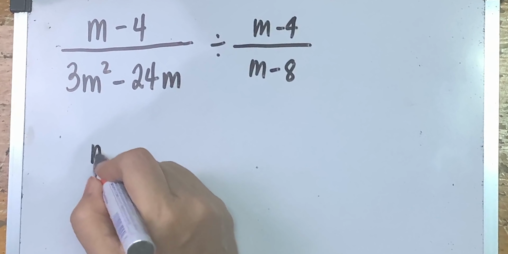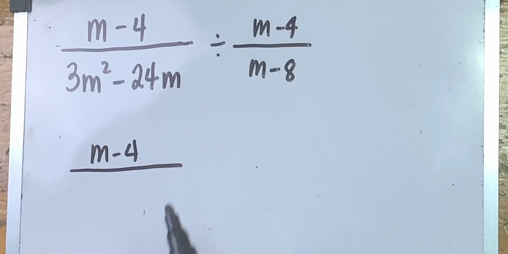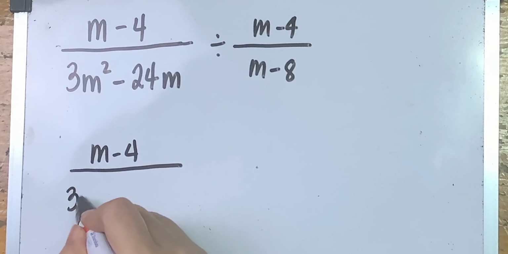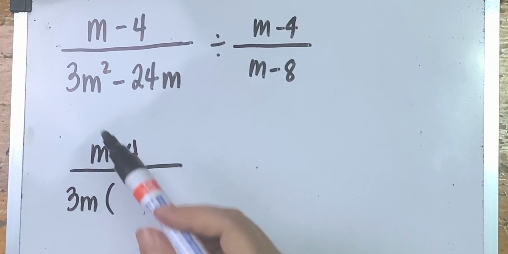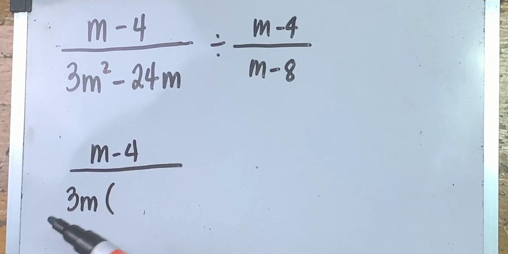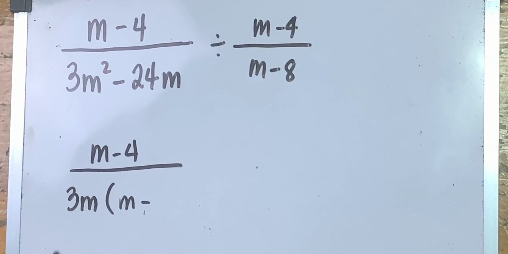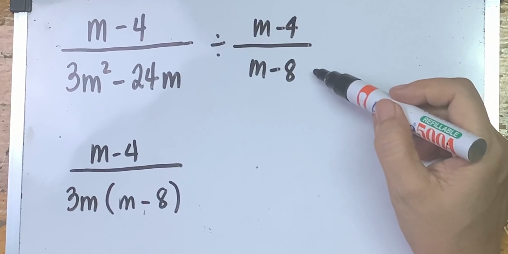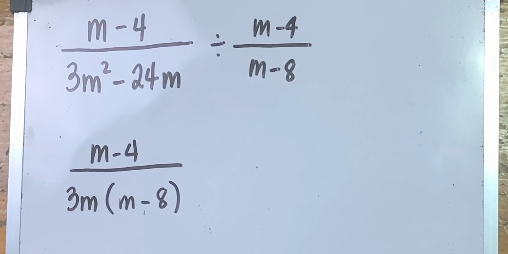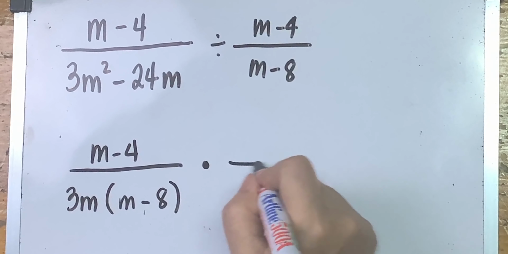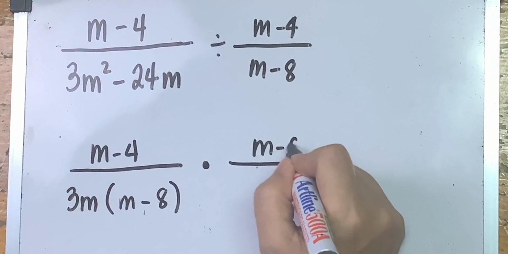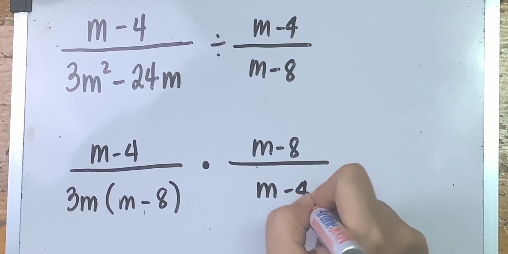We have m minus 4 over, let's get the common factor of 3m squared minus 24m. Common factor nito is 3m. Okay, let's bring it out. And then, i-divide natin. 3m squared divided by 3m is simply m. Minus 24m divided by 3m is 8. We get the reciprocal of this and change the operation to multiplication. So, gagawin natin itong multiply by the reciprocal m minus 8 over m minus 4.